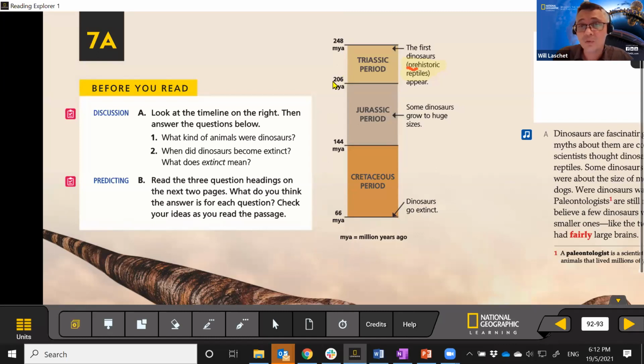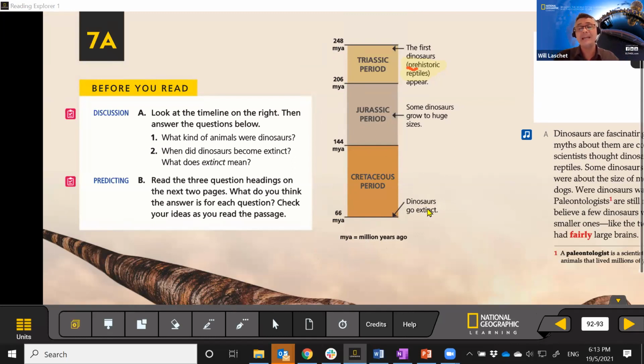It's always worth drawing students' attention to this, because often people don't notice things like that. And if we don't understand that, it's difficult for us to get the context. So it stands for 248 million years ago. So we can see here that dinosaurs were around for about 180 million years. That's how long dinosaurs were here on Earth.